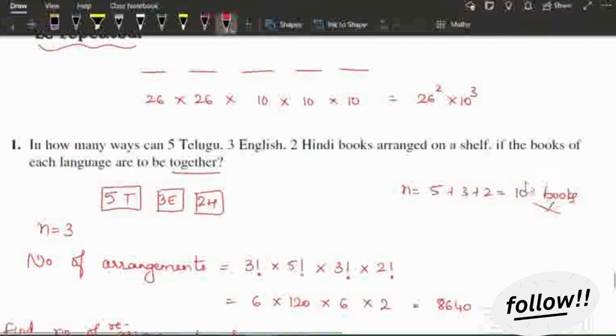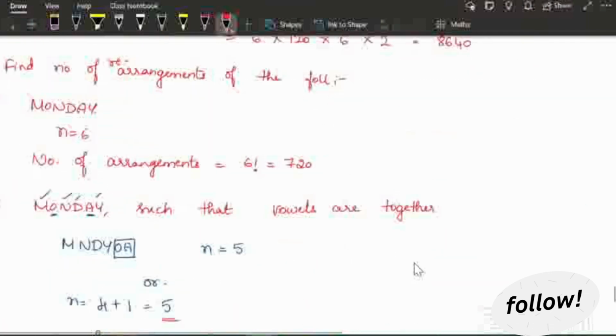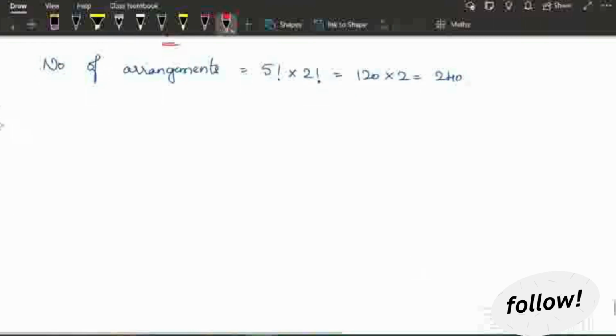In this case, you see we had 10 books, but there are 3 different groups. You can have multiple groups also. Whichever objects are supposed to be together, you mark it as 1 and consider that as one object. Now you count the value of n. Write this factorial into, for however many objects you have marked as one unit, each one individually you take the factorial and multiply. This is for together questions. Now, if we have not together questions, not together.